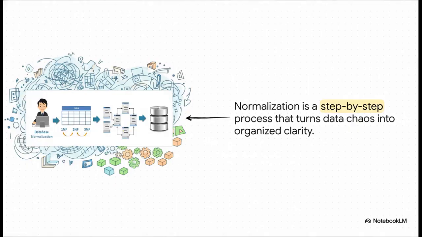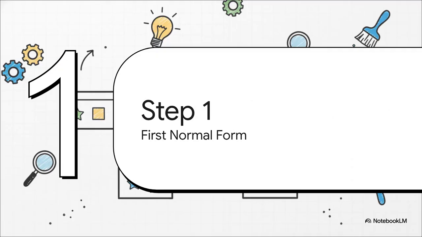And this visual? It sums up the whole idea perfectly. We start with data chaos, one big clunky table. And through a series of steps, which we call normal forms, we transform that chaos into organized clarity, a set of smaller, neatly interconnected tables that actually make sense. All right, you ready? Let's get our hands dirty and walk through the process.